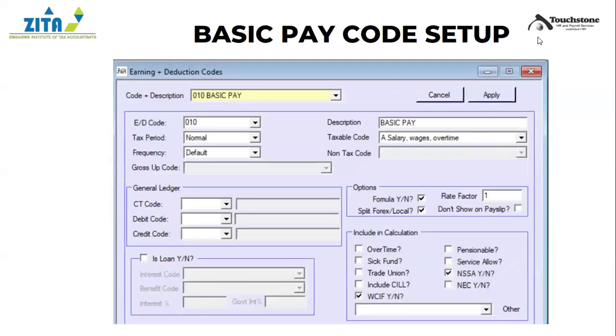And also ensure that when you get the update from us, also ensure for your basic pay code, this is how it should be set up. Please just draw your attention to where it says include in calculation, NASA yes or no, make sure there's a tick. In WCIF, yes or no, there is also a tick in that particular area.